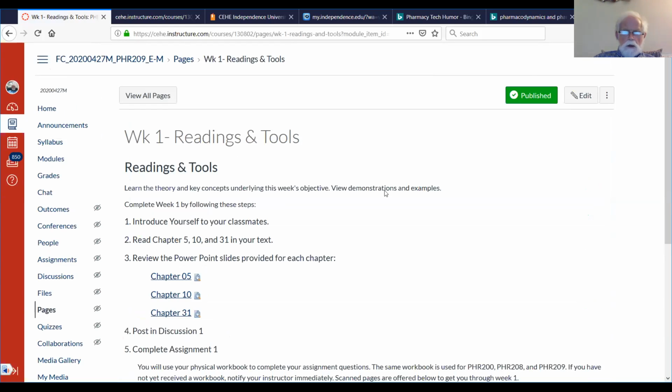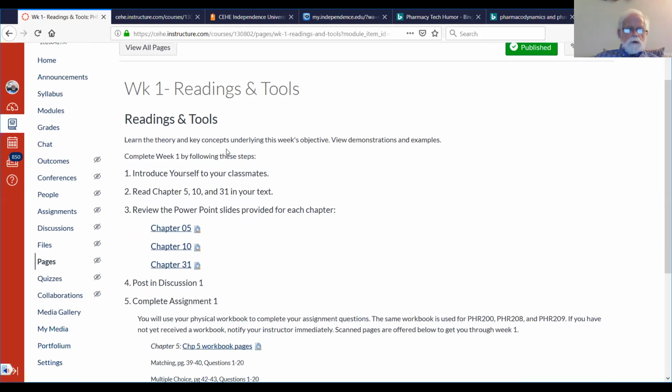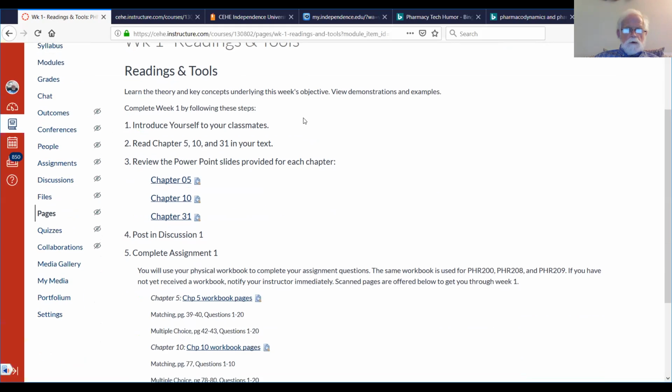First is you're going to be reading in your textbook. The textbook is available online, which you can access, and you'll be reading some chapters each week. Chapter 5, we're going to go through tonight. Chapter 10 is about medication and food and drug interactions. And chapter 31 is financial issues in running a pharmacy. So we'll go through all of those.